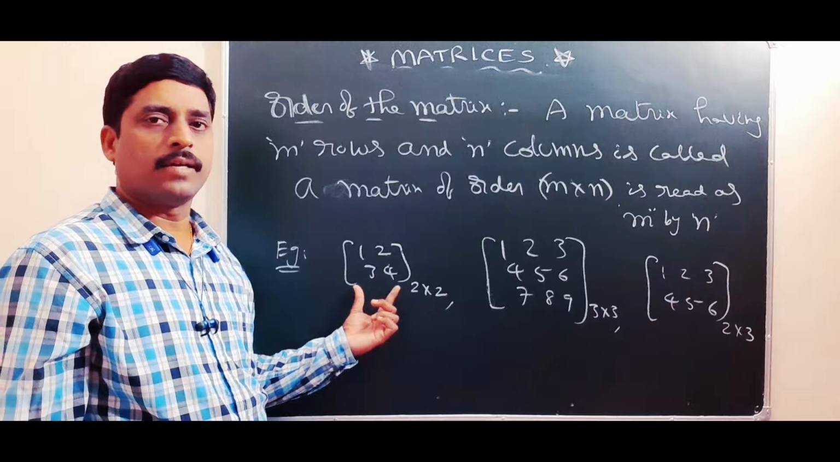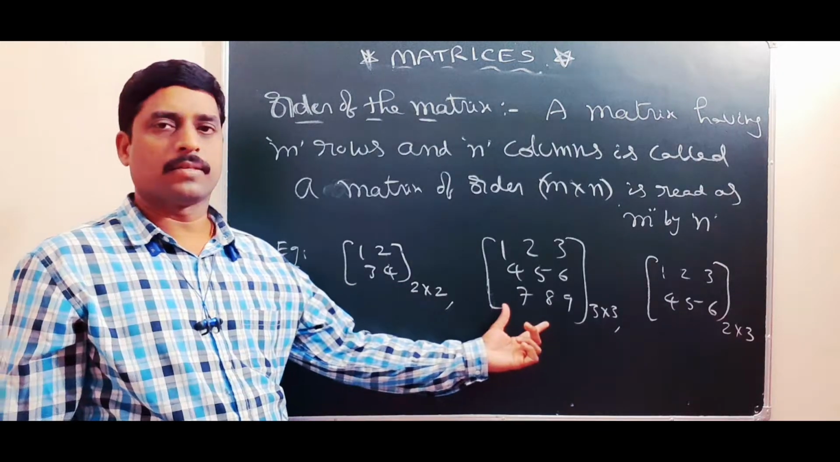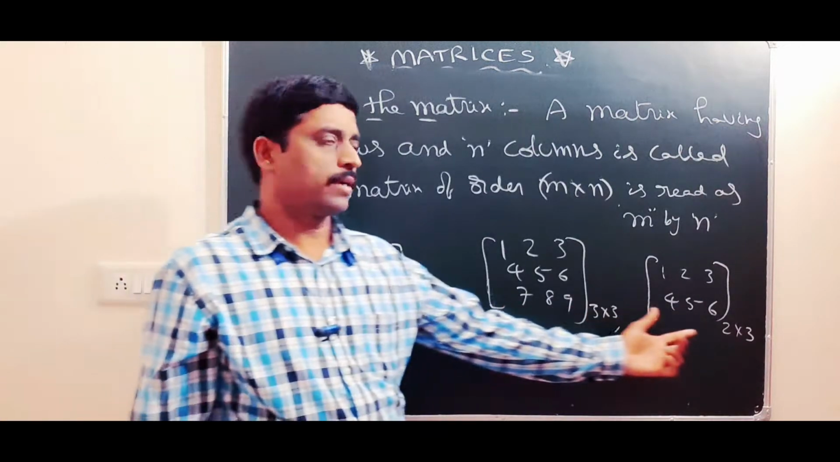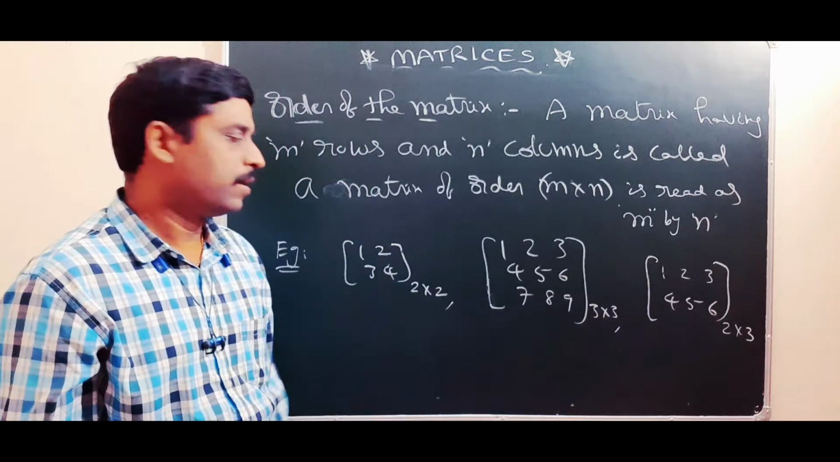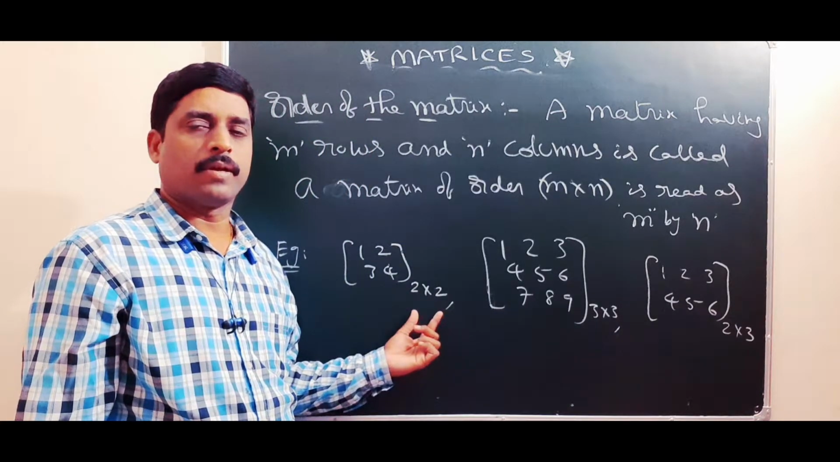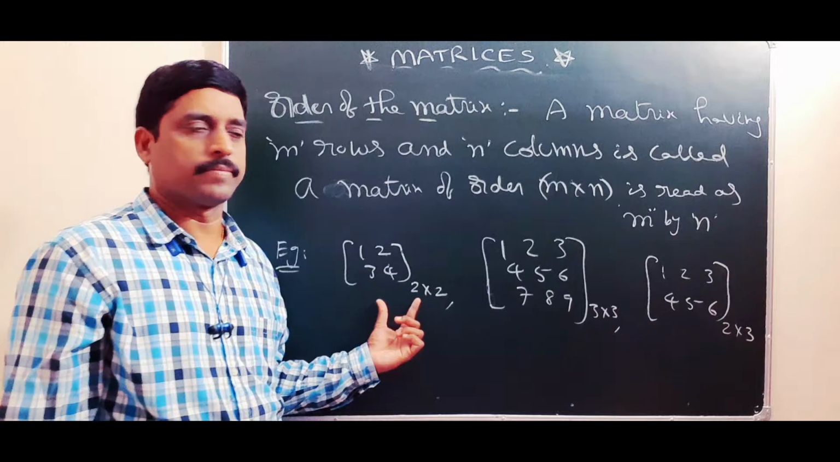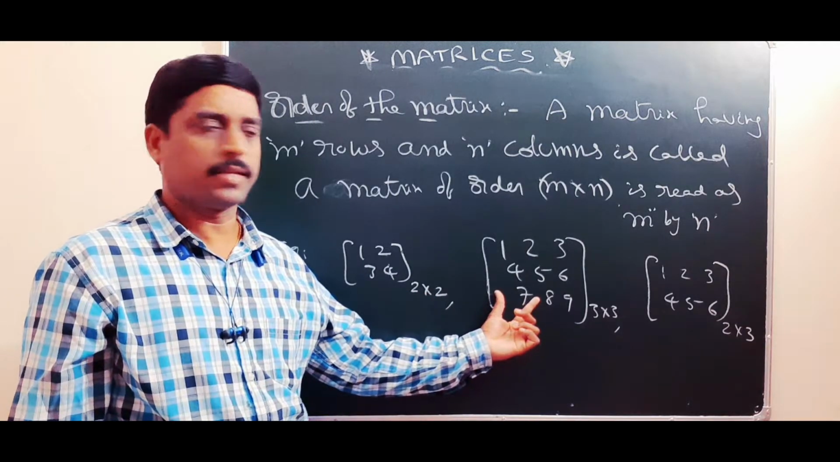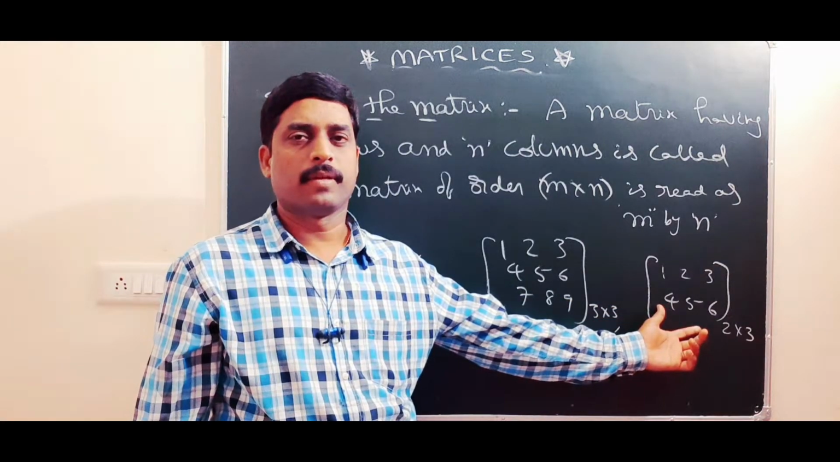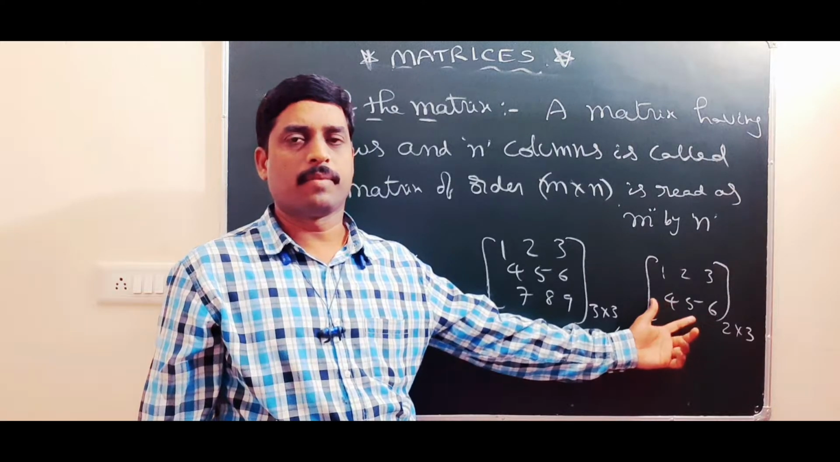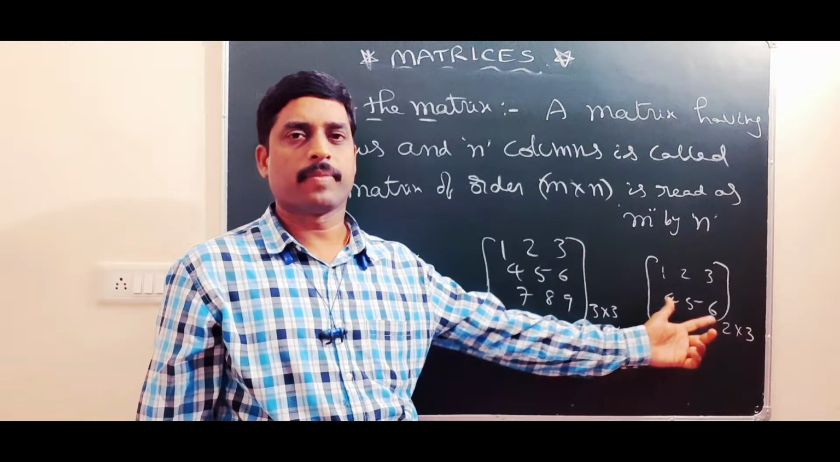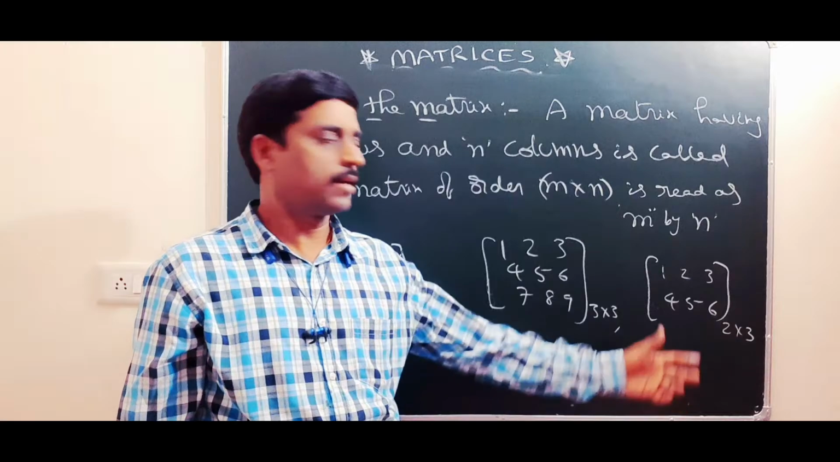This matrix is called a square matrix. This is also a square matrix. This is a rectangular matrix. If the number of rows is equal to the number of columns, it is called a square matrix. Okay, the first two are square matrices. Next one is the rectangular matrix. If the number of rows is not equal to the number of columns, then the matrix is called a rectangular matrix.